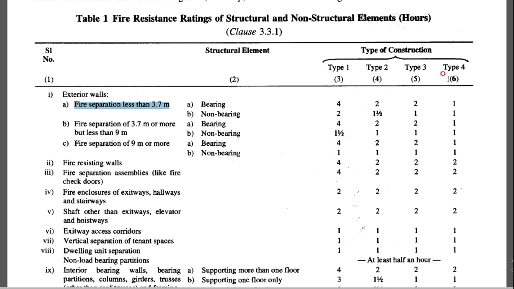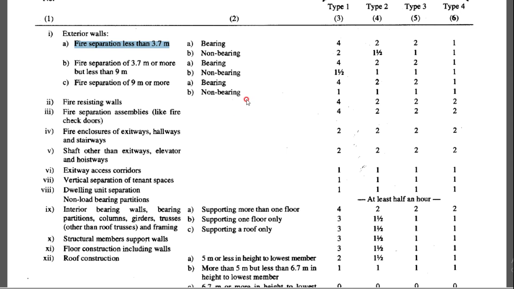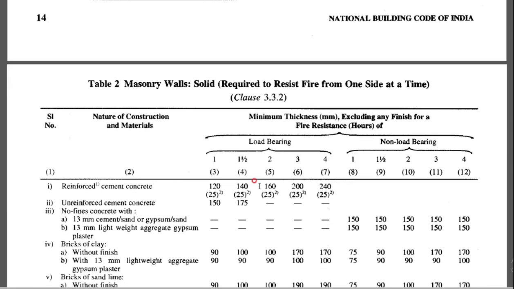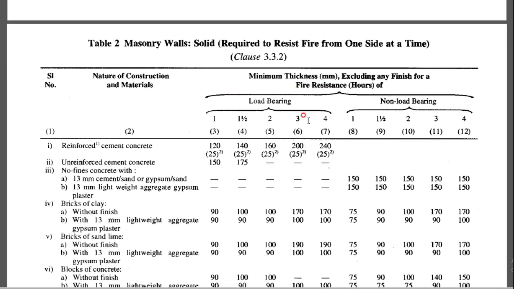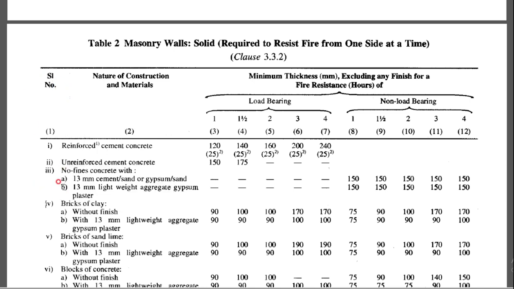For this type of construction, these are the different things. These are the different parts mentioned here: exterior walls, fire resisting walls, fire suppression walls. This is not important. For your exam point of view, I will tell you which one is there. This is the minimum thickness part, for different types of building parts which are mentioned in this part.